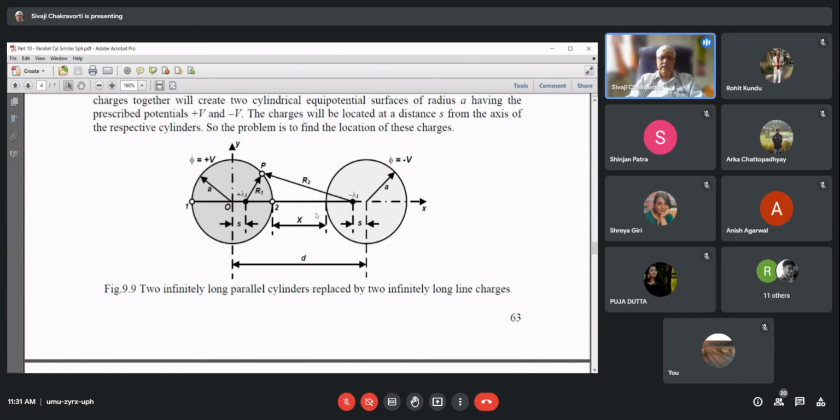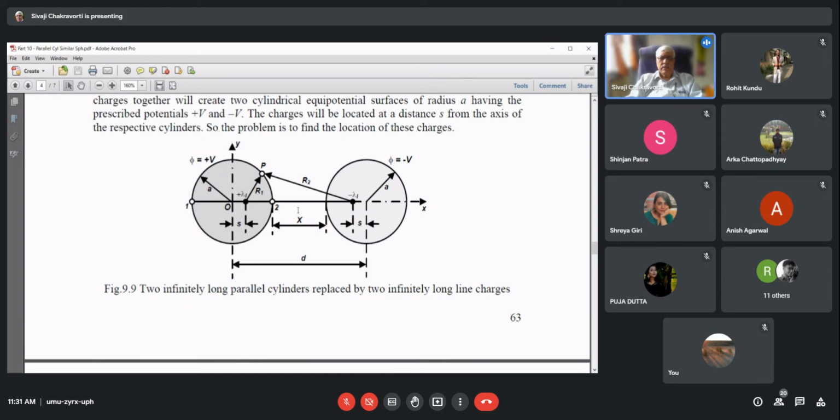The answer is, in this case, we don't go by the point charge, we go by the line charges. So there are two line charges we are considering. First we join the two axes of the cylinders, and this is the cross-sectional plane. And since these are long parallel cylinders, field is not varying along the z-axis, which is along the length of the cylinder. It is varying on the xy plane, which is the cross-sectional plane.